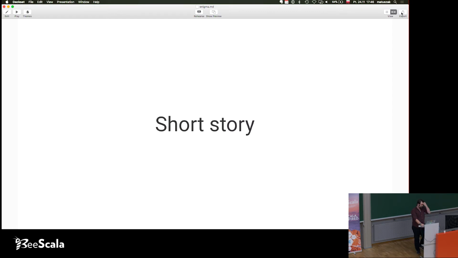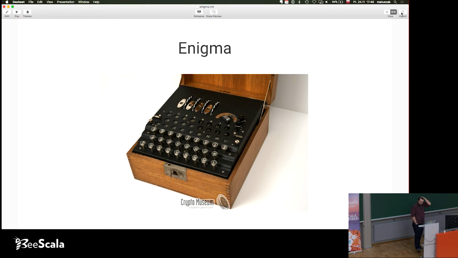Okay, and a short story. This is an Enigma. This is a machine used for ciphering messages, and maybe I should tell why I chose this example. Because this is a state machine which is immutable. And at the time when I was preparing this presentation, I was reading a book about the Enigma, and I was looking for some example, and it hit me at one point, so I decided to use this example.